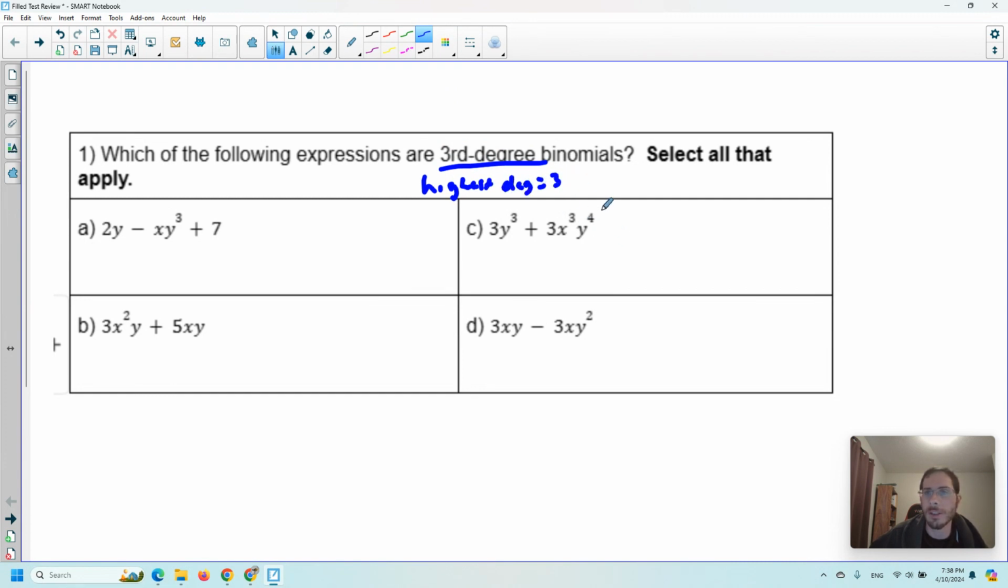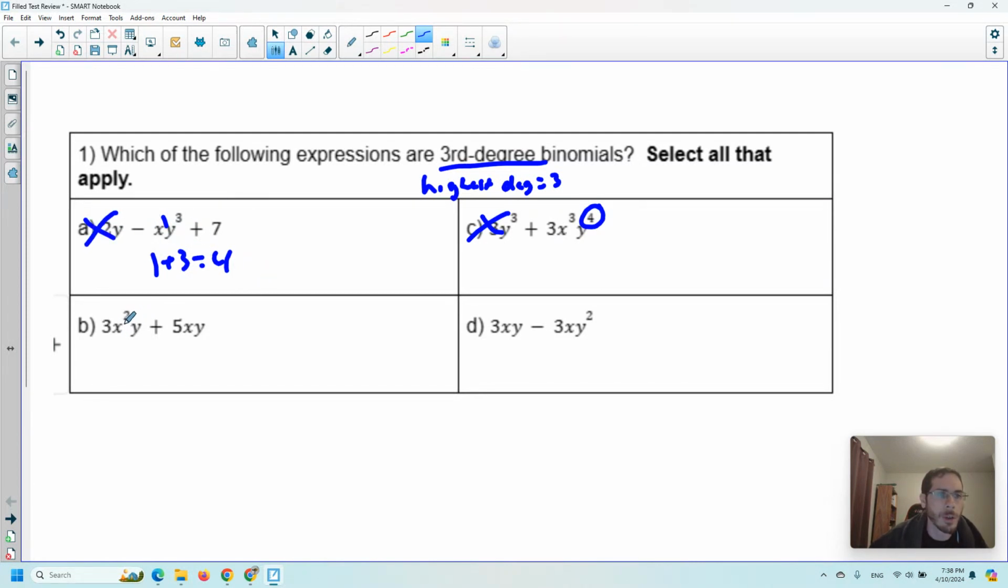So if I look, I see I've got a 4 here, so that's too much. So we're not going to pick that one. So we're going to go ahead and get rid of C. That's a 3, but remember, this is x to the 1. So 1 plus 3, that's actually a total of 4. So you have to get rid of A also.